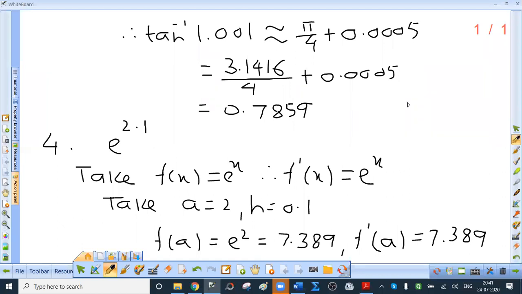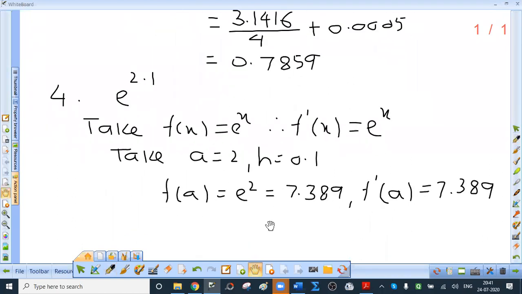Now sum number 4, we are asked to find approximate value of e raised to 2.1 given that e square is 7.389. So obviously we will take fx as e raised to x. So what is f dash of x? E raised to x. Now you have to take a equal to 2. Reason, common sense. Value of e square is given. So you have to take a equal to 2 only. Simple. Right? So f of a, before that, if a is 2, what is h? It is 0.1. So it is f of a e square 7.389.